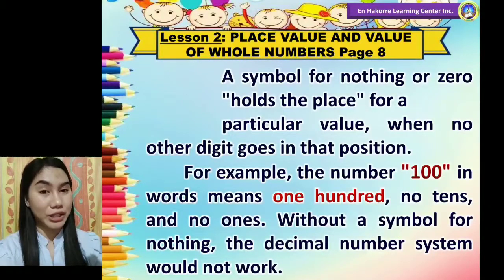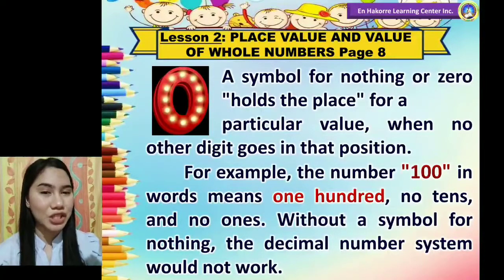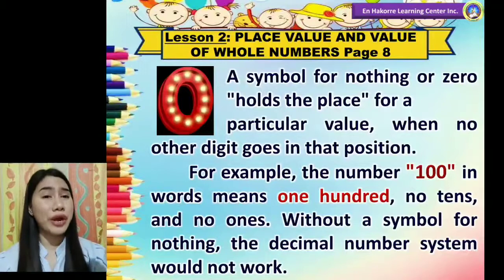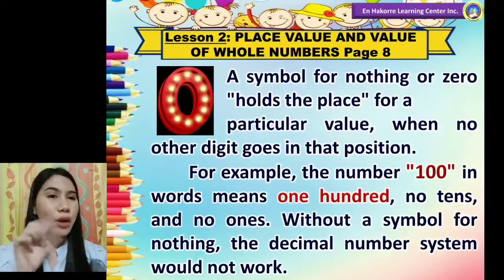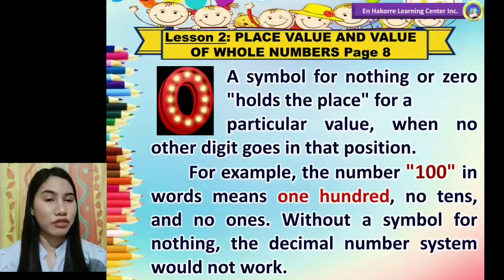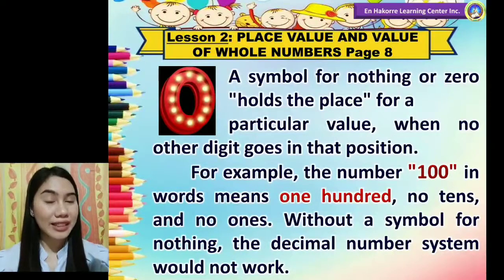We are still on page 8. Here you have the symbol for nothing, or 0, which holds the place for a particular value. When there are no other digits in that position, it is 0. So again, children, when no other digit goes in that position of the number, you put 0 as a symbol for nothing that holds the place for a particular value. Meaning, my dear children, if there is no other number present in that place value, you put 0.